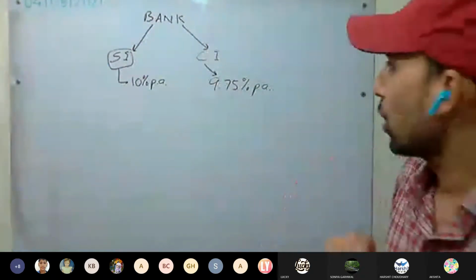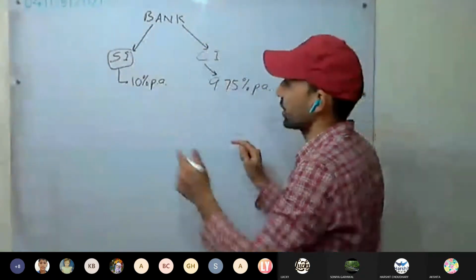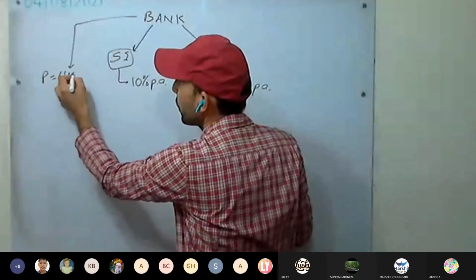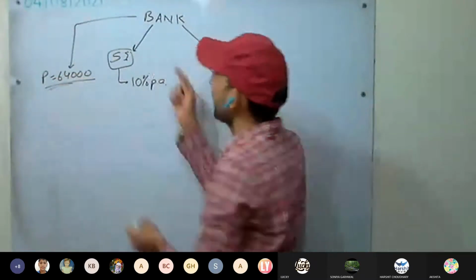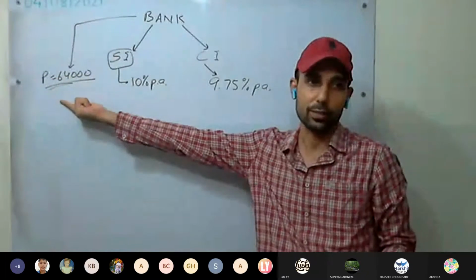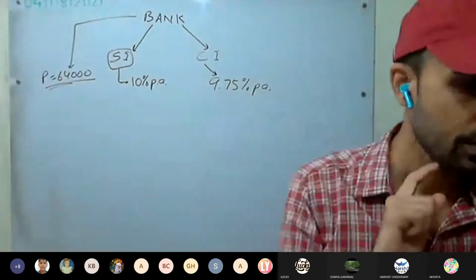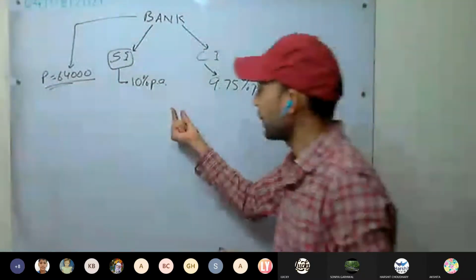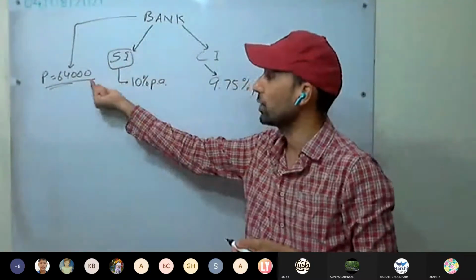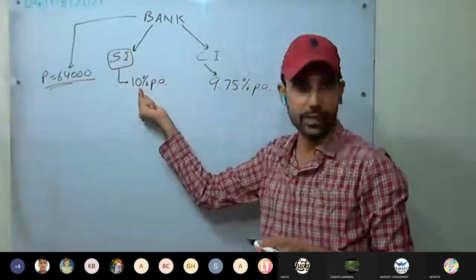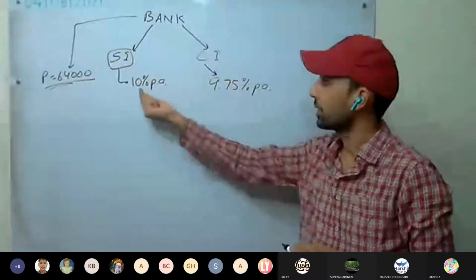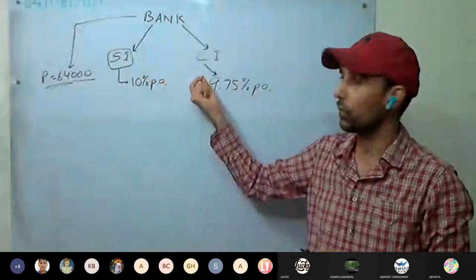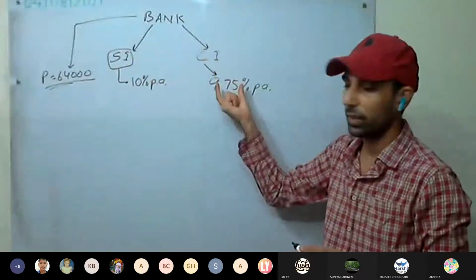how much? So see here, how much money is the bank going to invest? 64,000. So the bank wants to invest 64,000 rupees. It's offered two rates of interest, so a person has to invest 64,000 rupees either at this rate or at this rate. This rate, simple interest. This rate, compound interest. This bank is offering you two offers. Either you choose this one or this one.